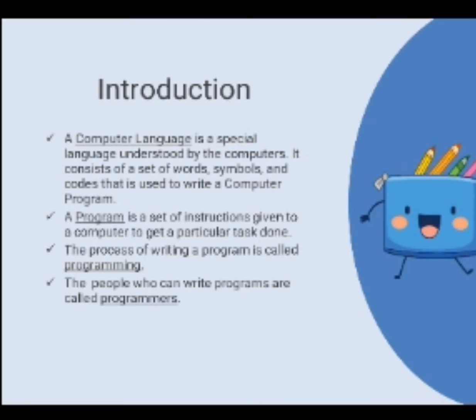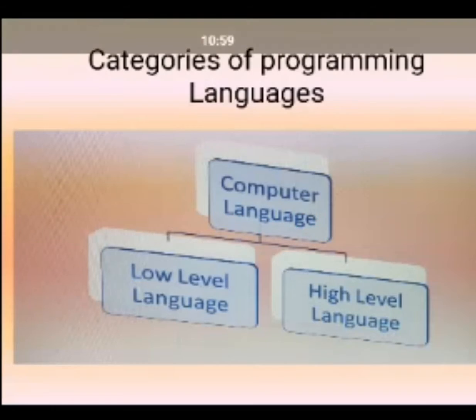Now, before we understand computer languages, first we need to know what a program is. A program is a set of instructions given to a computer to get a particular task done. Whenever we want to perform any task on a computer, we need to follow a set of instructions, and that set of instructions is called a program. The process of writing a program is called programming, and the people who write programs are called programmers.